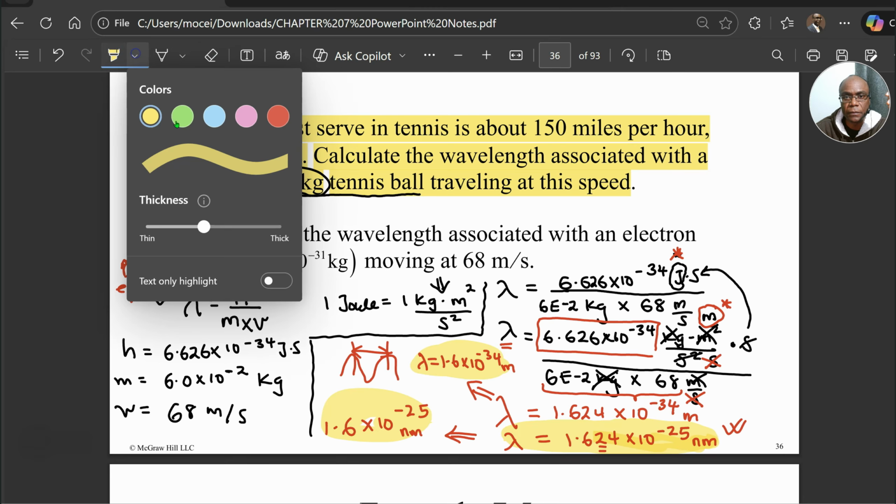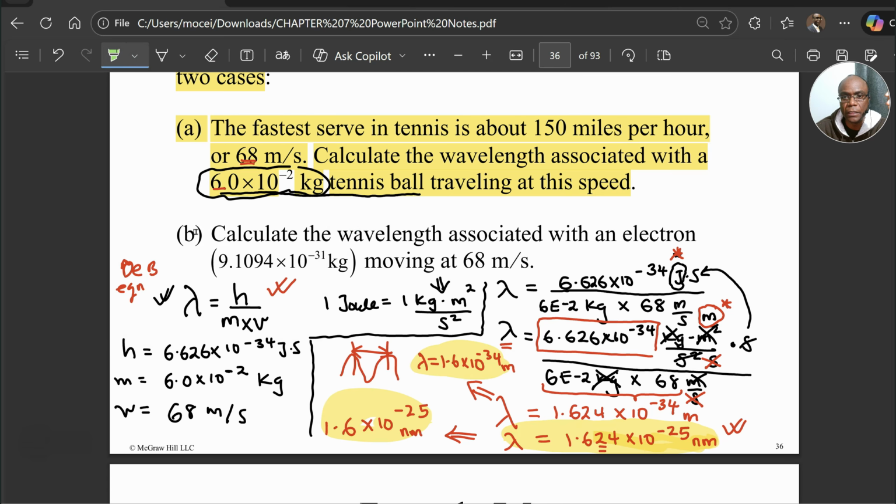Part B of this question concerning the de Broglie equation reads: calculate the wavelength associated with an electron that has a mass of 9.1094 times 10 to the power minus 31 kilograms. We know that's the mass of an electron as found by Millikan's experiment, moving at 68 meters per second. So now let's see if this electron is small enough to have a wavelength, if it is microscopic, according to de Broglie's equation.